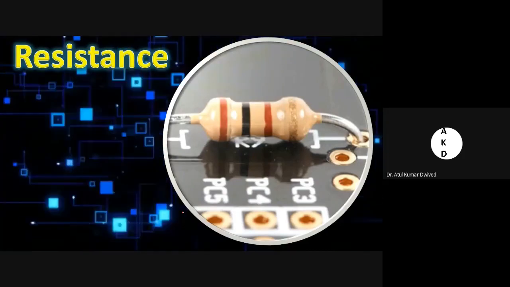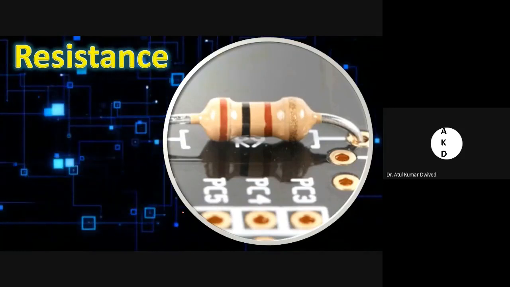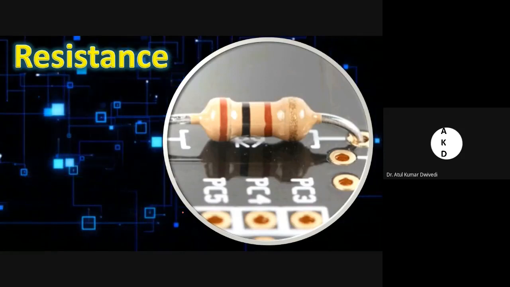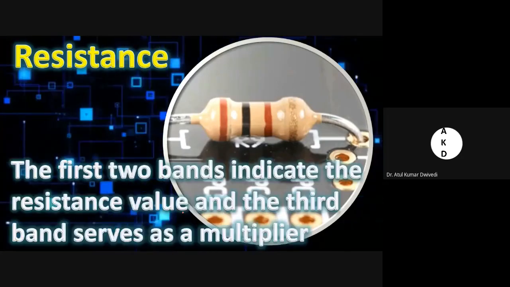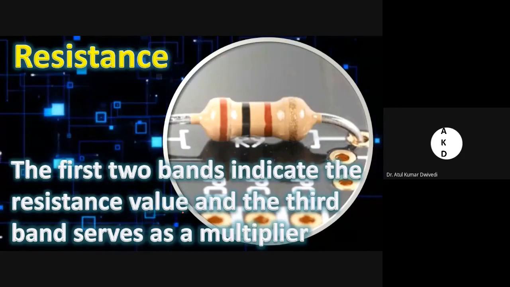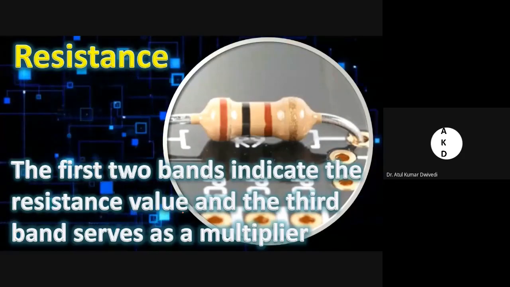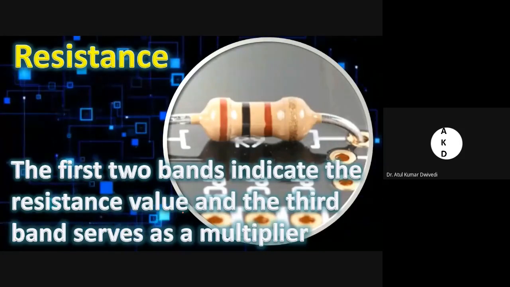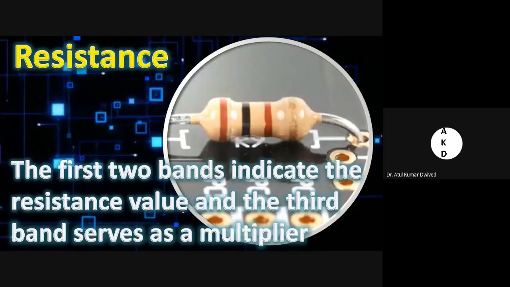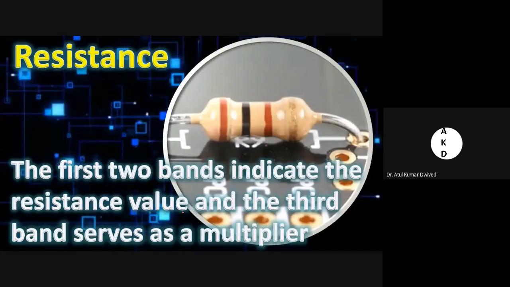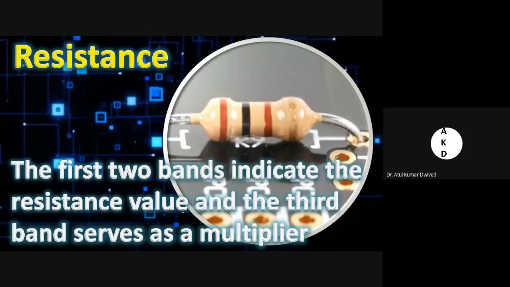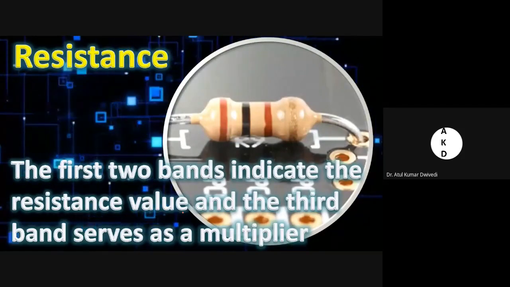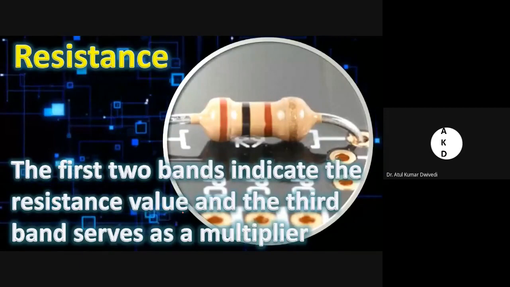Okay, no problem. So we keep the resistance in such a way that the first two bands are the resistance value, and the third band serves as a multiplier to this resistance value, and the fourth band is the tolerance. And we keep the tolerance always on the right side and the resistance bands on the left side.